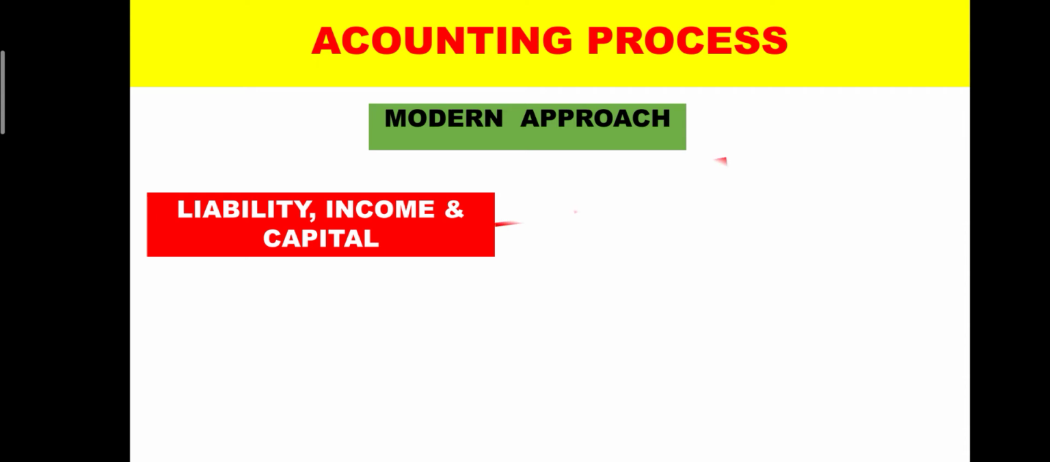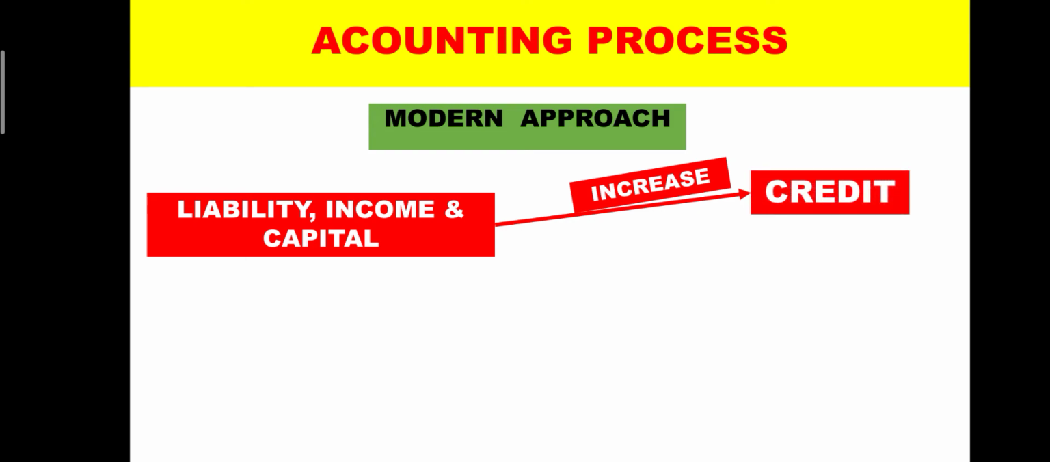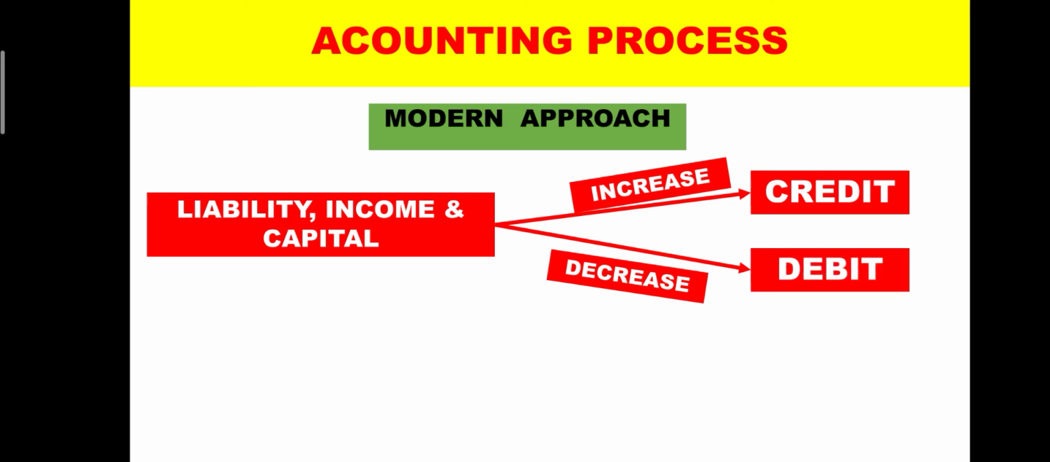In these things, if LIC increases, it means liability, income and capital increase, then the entry will be made on the credit side. If LIC decreases, meaning liability, income and capital decrease, then the entry will be made on the debit side. So this is a very easy rule in the modern approach.